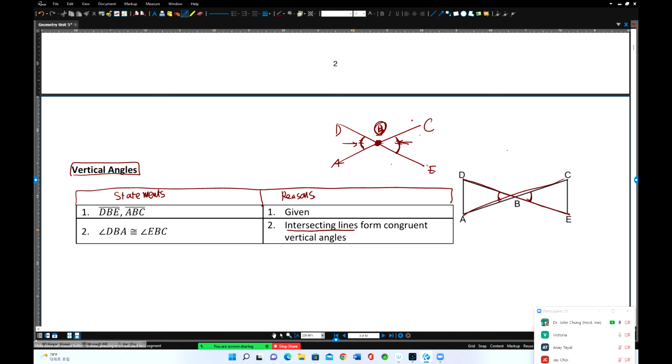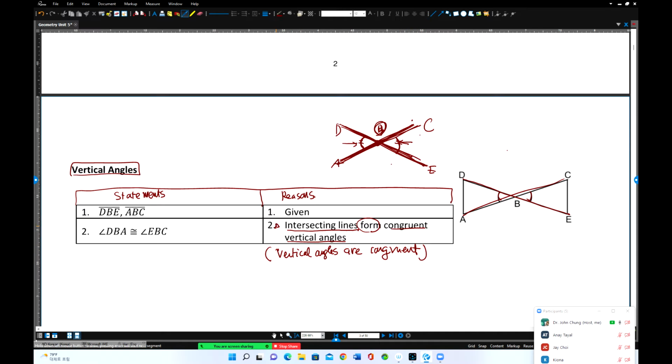Memorize intersecting lines. Intersecting lines is what? Straight line. Okay? Form congruent vertical angles. Or some teachers, they like to use this one. Some other teachers just forget everything, just say: vertical angles are congruent. You can use this one too.